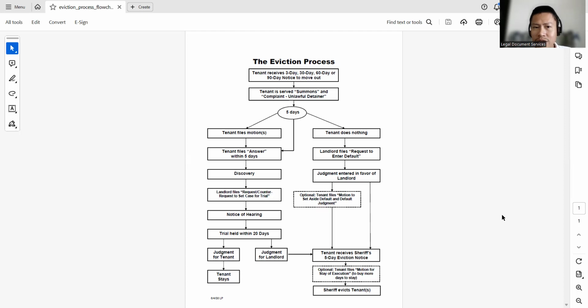So I hope that you are more informed of the eviction process, with the growing issue of squatting and unlawful detainers throughout the state and the nation.